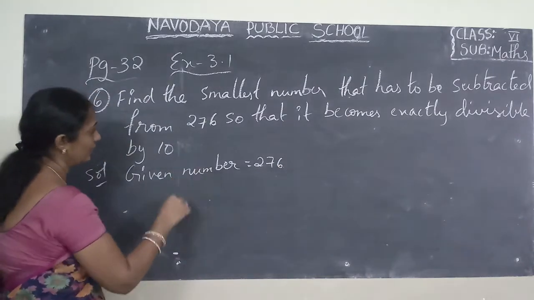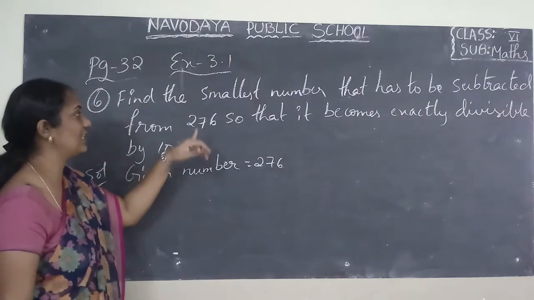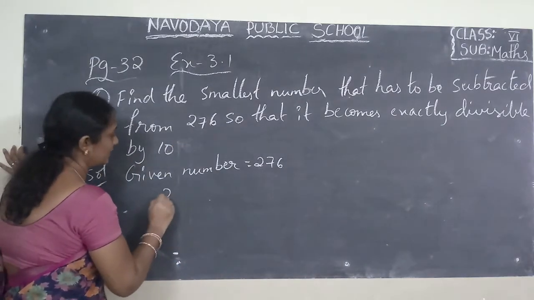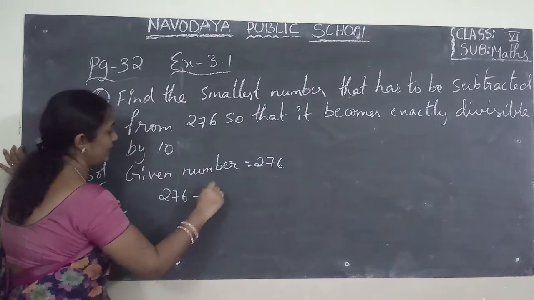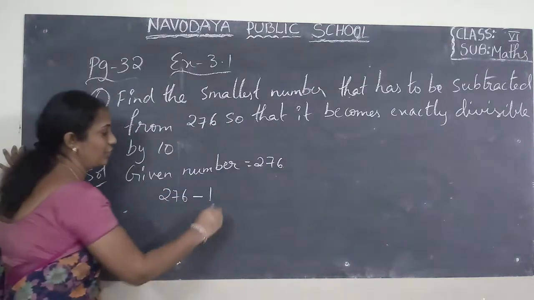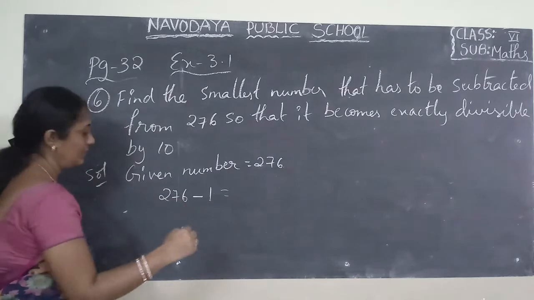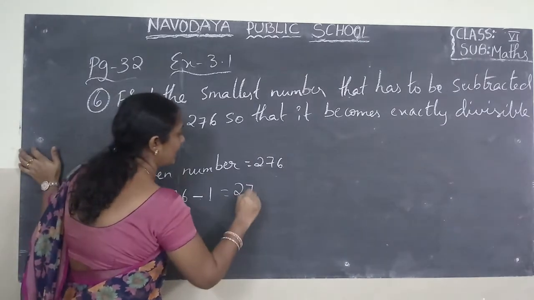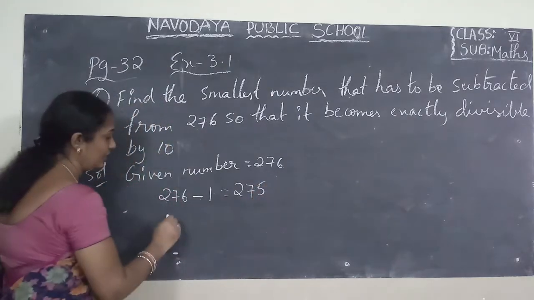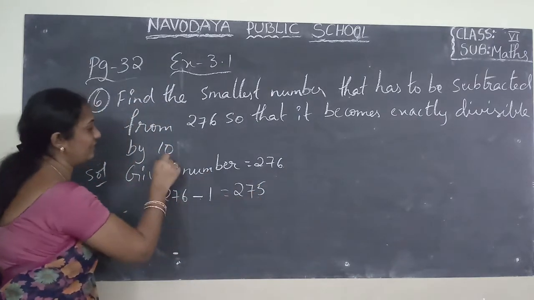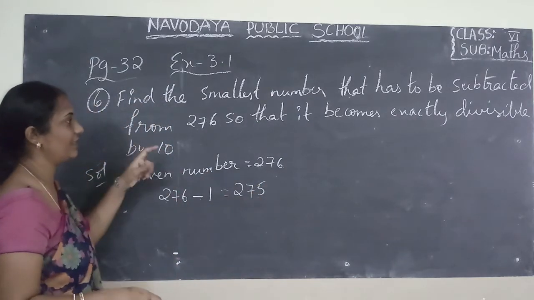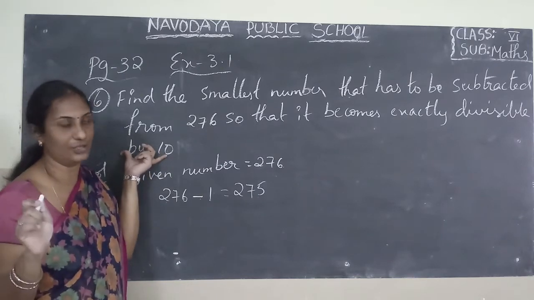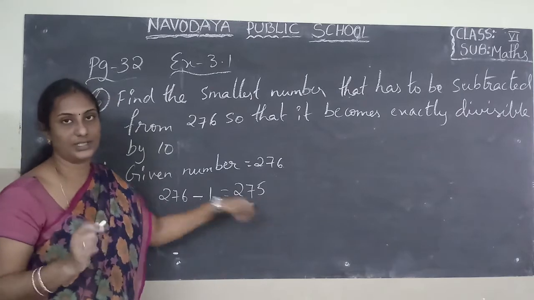Next, what do we have to do here? We have to subtract from 276. So 276 minus 1, the smallest number. How much? 275. 5 is in the ones place. For it to be divisible by 10, what do we have to get in the ones place? Only 0. But we got 5 here, so it is not divisible.